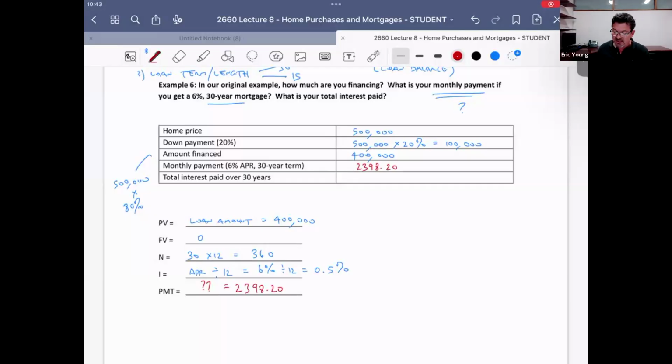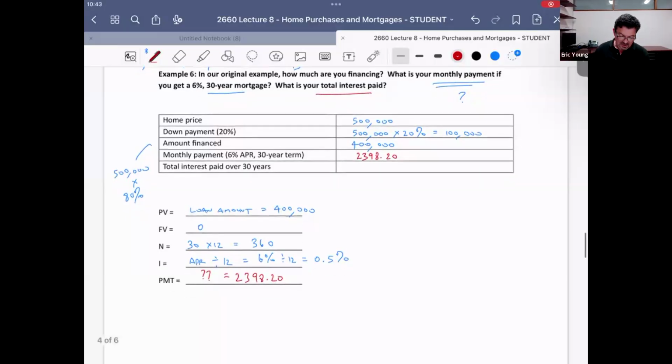If these numbers didn't already scare you, let's ask the question how much interest you're going to pay on this mortgage. There's a couple ways to get it. Here's one way. If you're paying 2398.20 every month, and you're paying that for 360 months, your total payments will be 863,352. Okay, that's going to be your total payments.